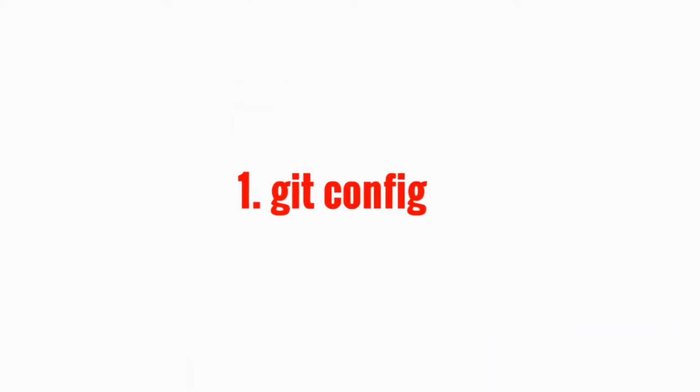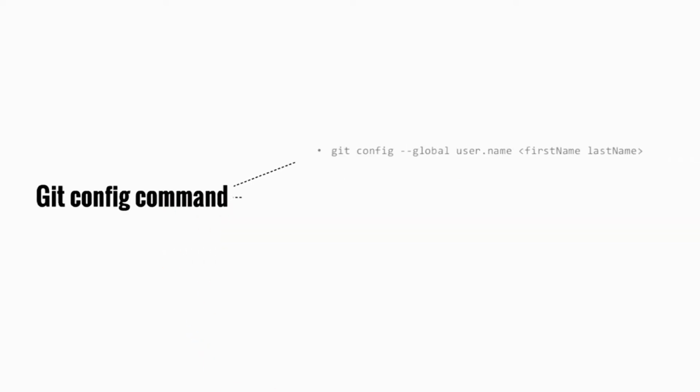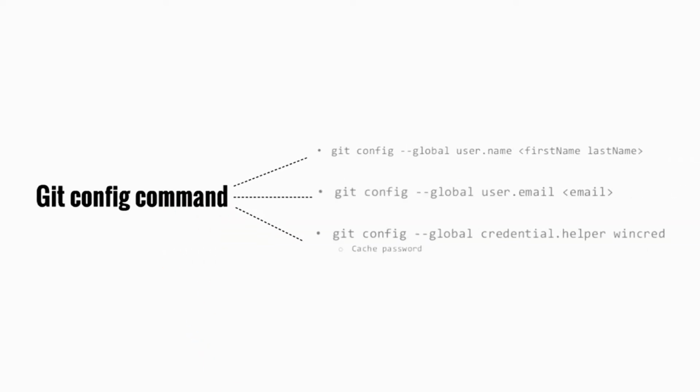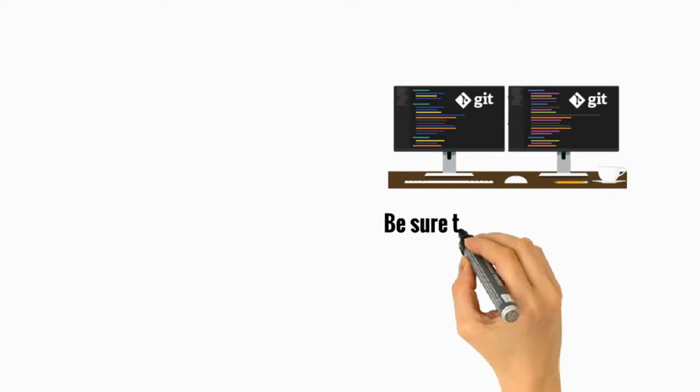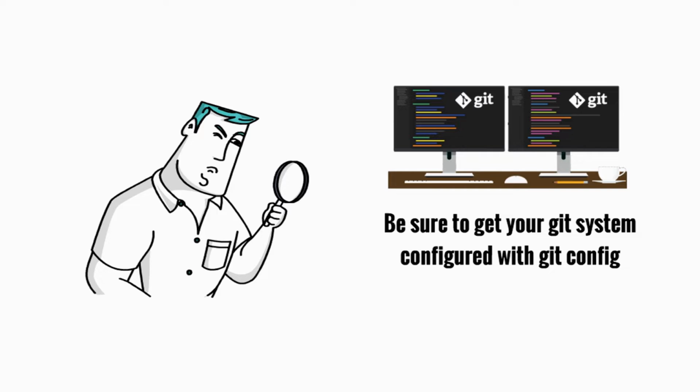Number 1. Git Config. The Git Config command lets you set up various options for your Git repository, such as global settings like username and email. Be sure to get your Git system configured with your Git Config before doing too much work.